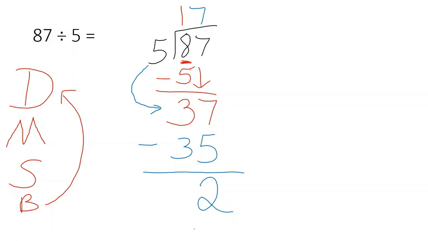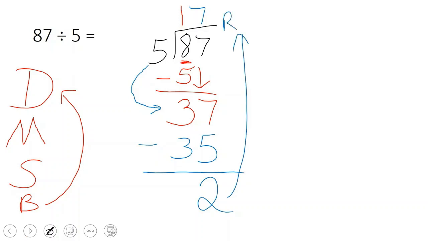My last step is to bring down, but I have no other digits to bring down. Nothing up here. So this 2 becomes my remainder. So 87 divided by 5 is 17 with a remainder of 2.